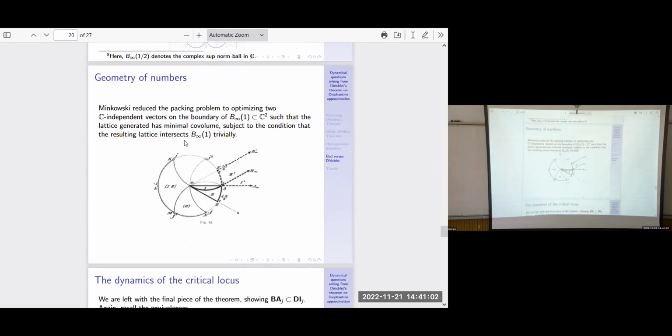It's not an easy theorem to prove. What you can reduce the problem to is saying you have two C-independent vectors on the boundary, and then you have to minimize the determinant subject to the condition that the lattice generated intersects the convex body trivially. So you have a finite number of conditions which partition this thing into some domains, and you have to minimize the determinant. It's not pleasant, but he did it.